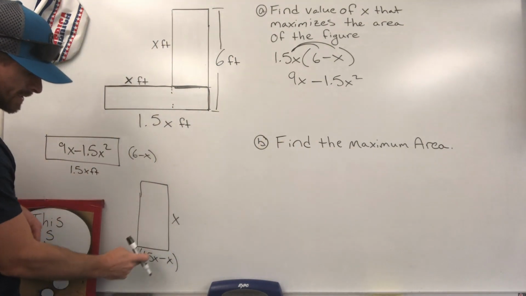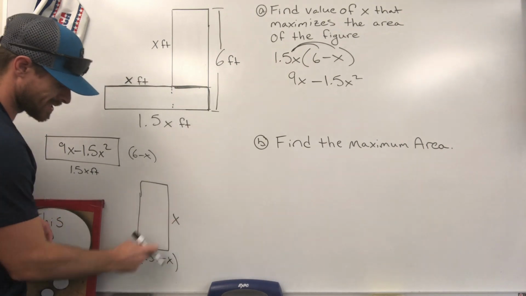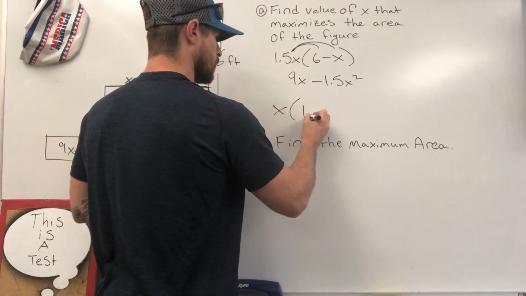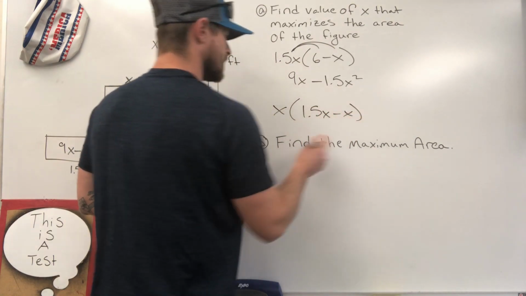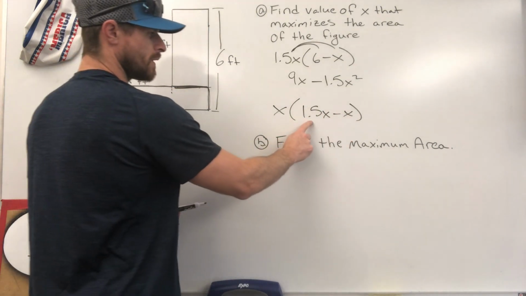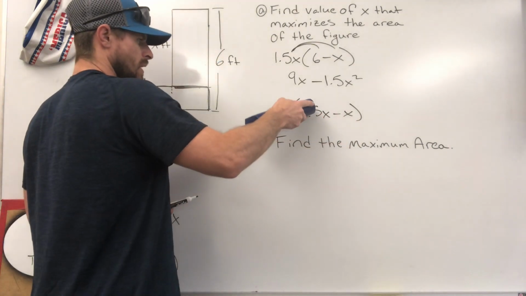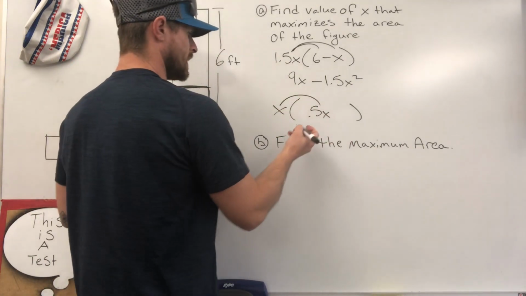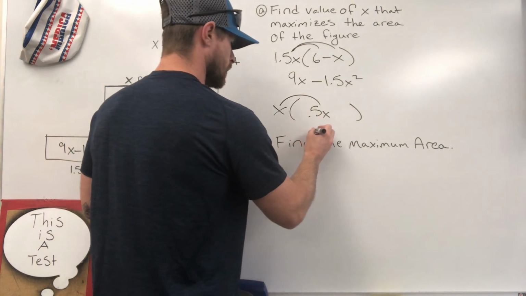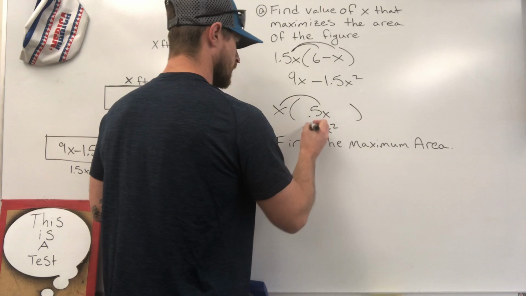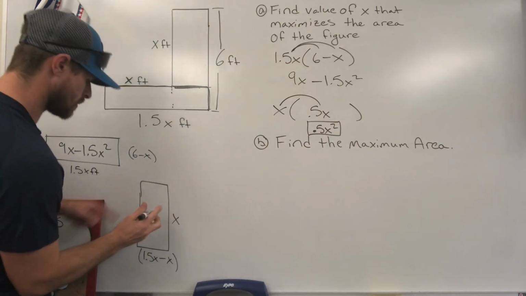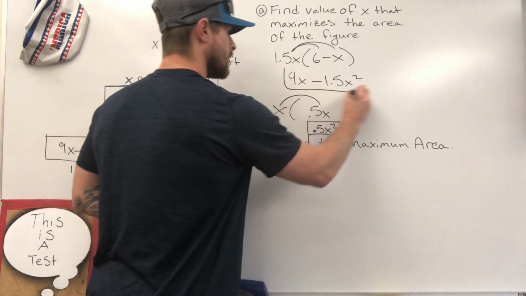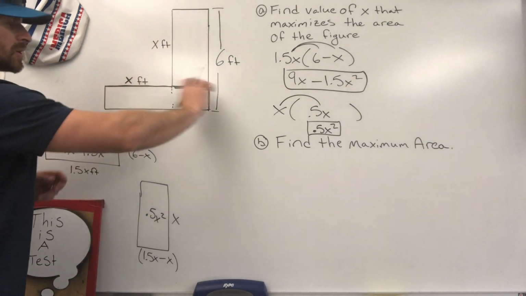Now let's find the area of this one down here. So x times, remember, areas are just length times width, x times 1.5x minus x. These are like terms. Let's combine those. What's 1.5x minus x? That's just going to leave you with 0.5x. So if I distribute, boom, I'm going to get 0.5x squared. So here's my area of this one, 0.5x squared. This is my area of the other rectangle after we broke them up into two parts.